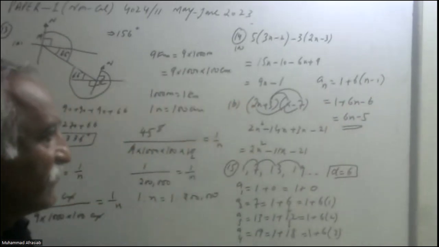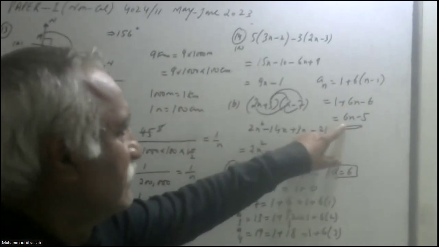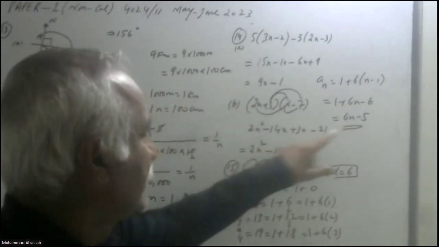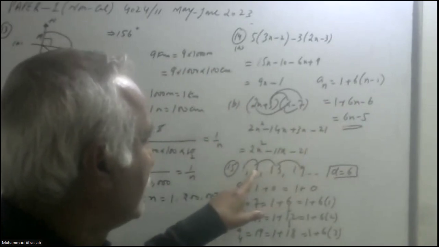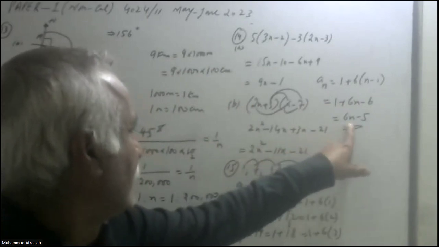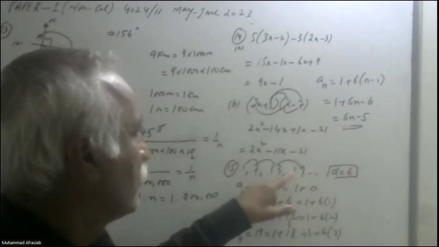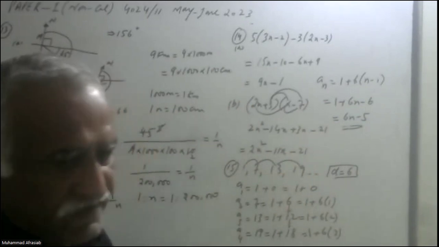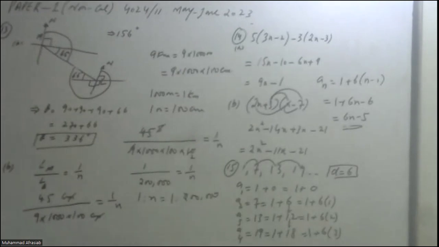So we can even verify it. If n is 1, then you will get 1 there. If n is 2, you will get 7 there. If n is 3, you will get 13 there. And if n is 4, you will get 19 there. So these are the sequences in which these terms are being generated with the help of the nth pattern.